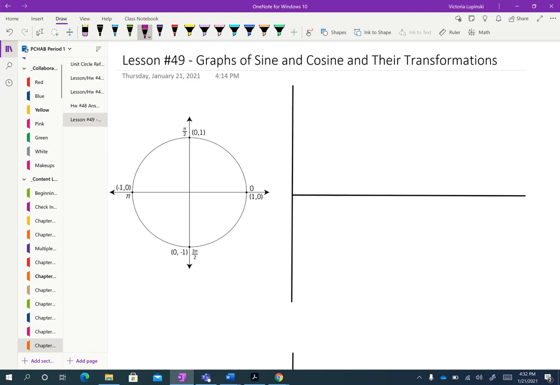All of the transformations that I'm going to show you today do apply to all 6 trig functions, but we're going to spend some time with just the easy ones, sine and cosine, and then we'll go ahead and extend upon those rules to the harder functions later.